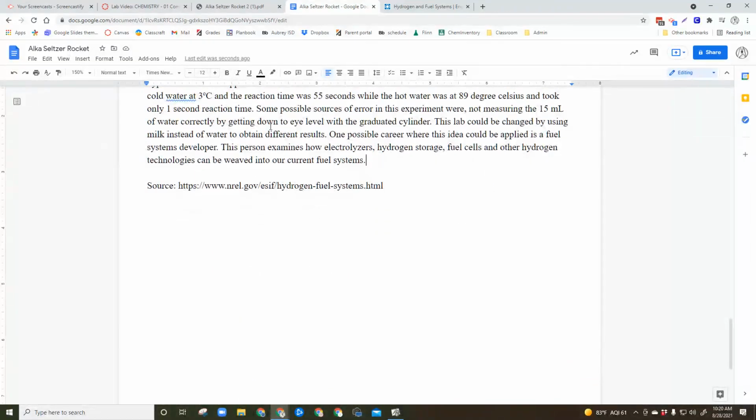Okay. So if you say a chemistry teacher, nah. If you say a professor, you don't get credit for that. Also, you do not get credit for this section if you do not include your source. If you don't include your source, you don't get credit for the career.